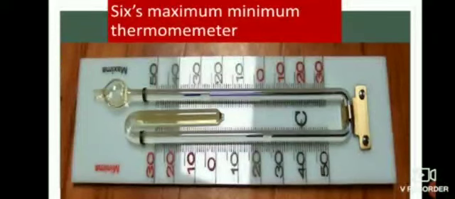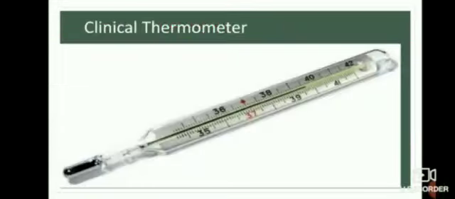So, to measure very low temperatures, as present in Antarctica, which is about minus 89 degrees Celsius, that is less than 0 degrees Celsius. So in order to measure very low temperatures and very high temperatures, we use a Six's maximum minimum thermometer. So let us see what is a clinical thermometer.